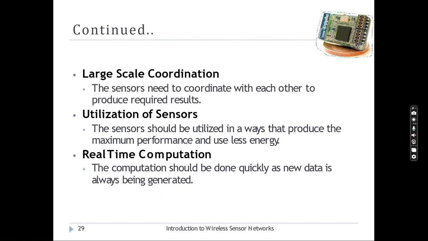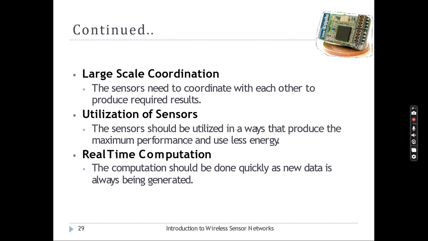Real-time computation. Generally, data is divided into three types. Time-sensitive data, where only a delay of a fraction of a second can be tolerated. Less time-sensitive data, where seconds to minutes of delay is tolerable. And another one is time-tolerant data, where time doesn't matter, and minutes to hours can be tolerated. This is the classification of data types.